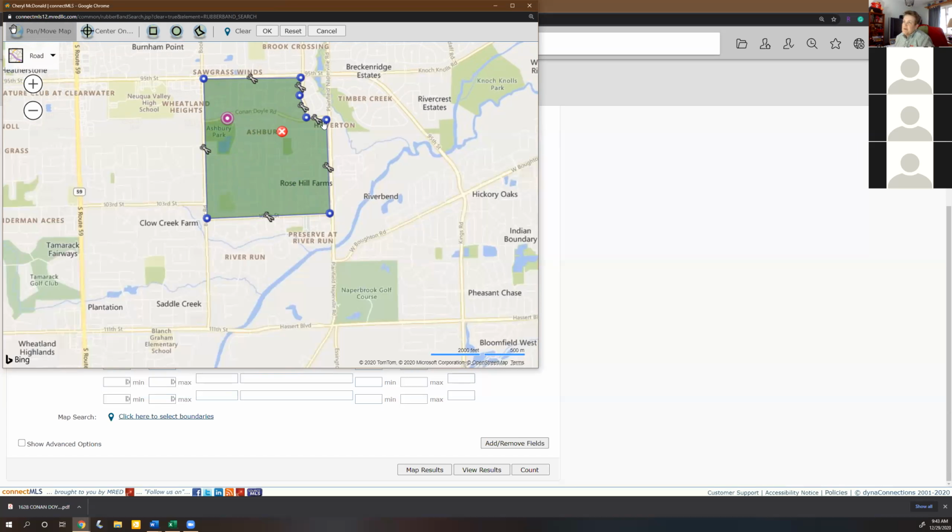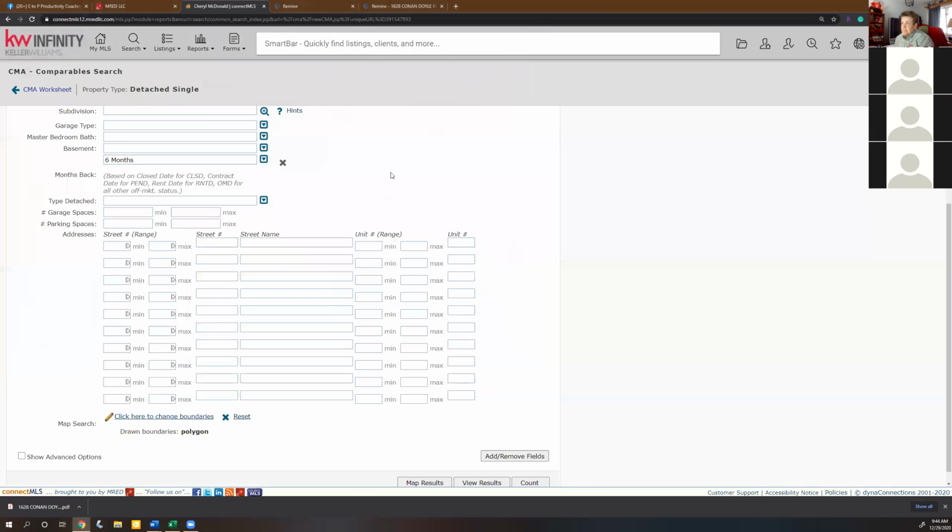Now, you might ask me, why did I do this here and didn't go all the way over to the corner? I do not like to cross major thoroughfares. I really want to keep it within the blocks of where the subject property is. Now, this one, Conan Doyle Road, is one of those major thoroughfares, so I'm going to take my chances and see what happens here. I'm going to go ahead and click OK.